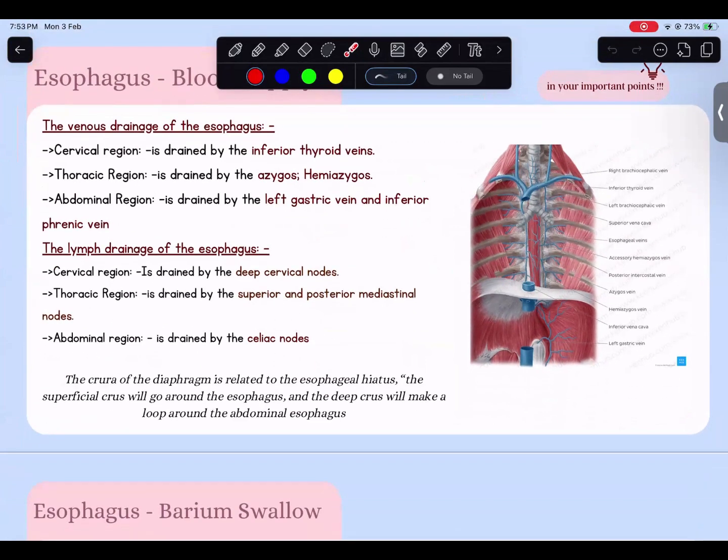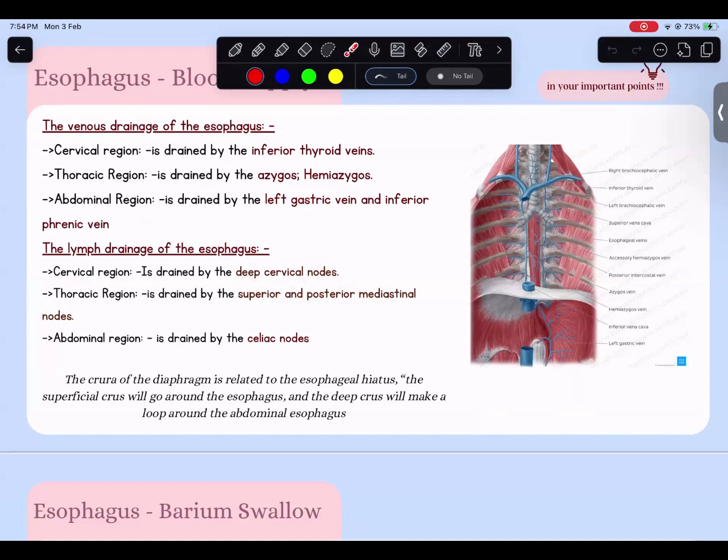The lymph drainage, however, for the cervical region is in the deep cervical nodes, which makes sense because the lymph nodes of the cervical region are all cervical nodes, right? So deep cervical nodes. What else drains into deep cervical nodes? We talked about two more lymph nodes of the tongue, remember? It was submandibular and, if anyone remembers... Submental, good job, thank you. Okay, so the cervical region is drained by the deep cervical nodes.